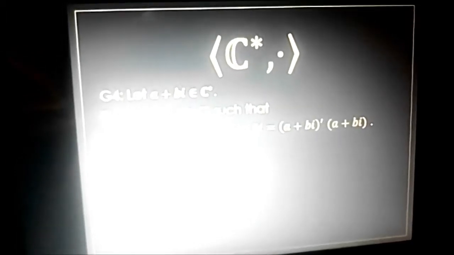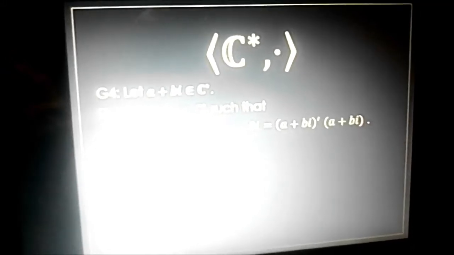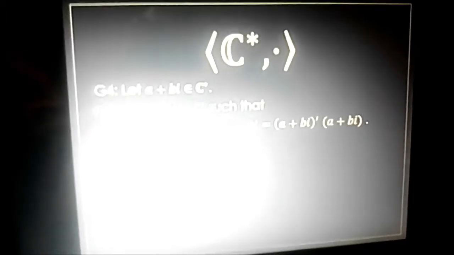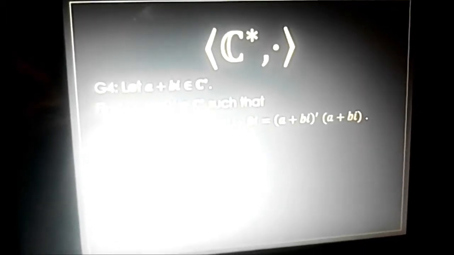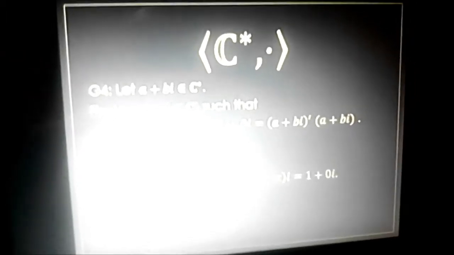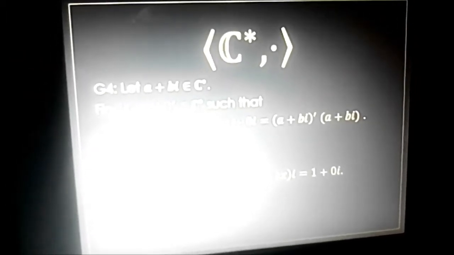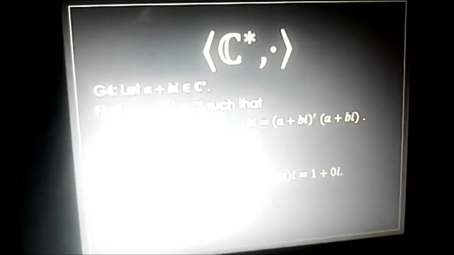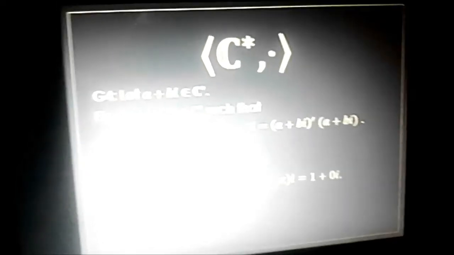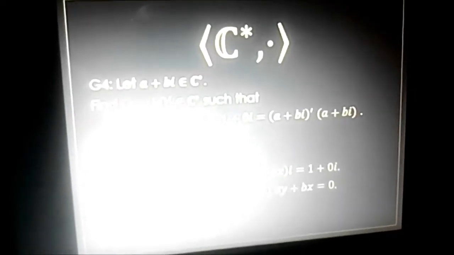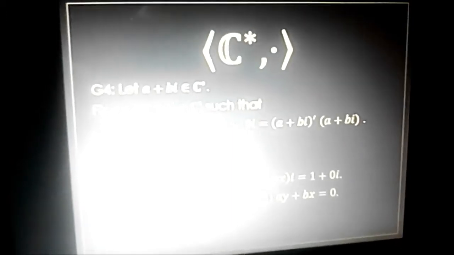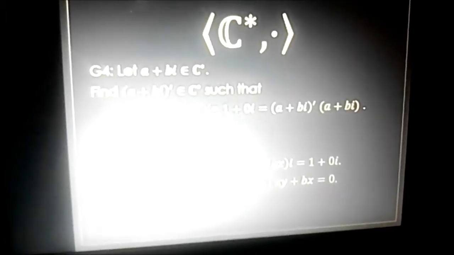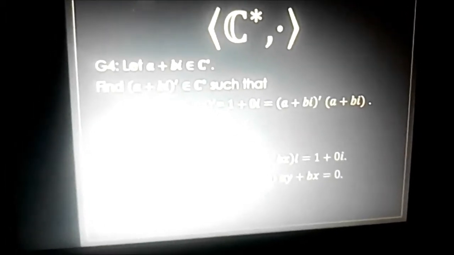So, a plus bi multiplied by x plus yi is just equivalent to 1 plus 0i. So, we would prove that it is just equal to the identity element. So, it implies that (ax minus by) plus (ay plus bx) times i is also equal to the identity element, which is 1 plus 0i. Hence, we can prove by equating these equations that it is equal to the identity element.